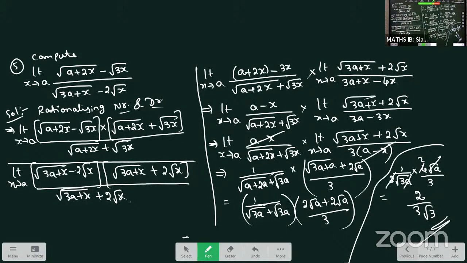So that is how we have to solve by rationalizing both numerator and denominator, simplifying the terms individually, then substituting the limit. You will be getting the answer as 2 by 3√3.